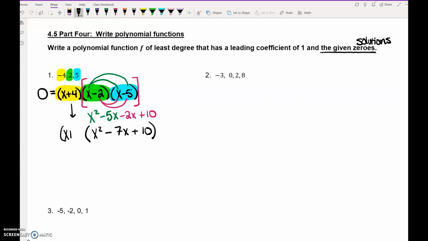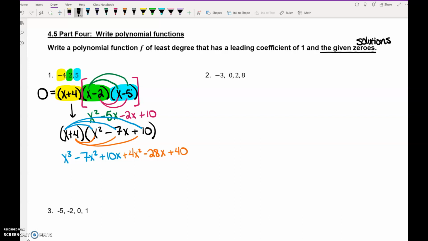This x plus 4, we haven't multiplied in yet, so now we bring that down, and we need to double distribute to multiply the x plus 4 in. X times x squared is x cubed. X times -7x is -7x squared. X times 10 is 10x. Now distribute the 4. 4 times x squared is 4x squared. 4 times -7x is -28x. And 4 times 10 is 40.